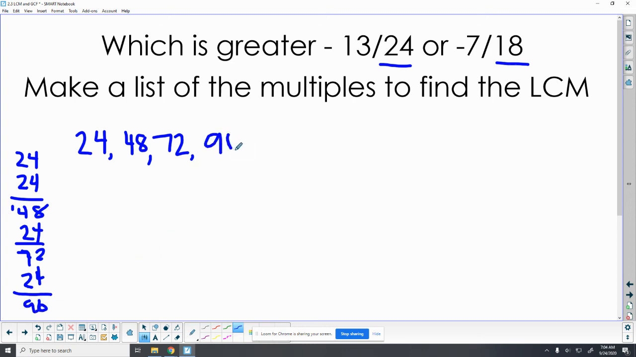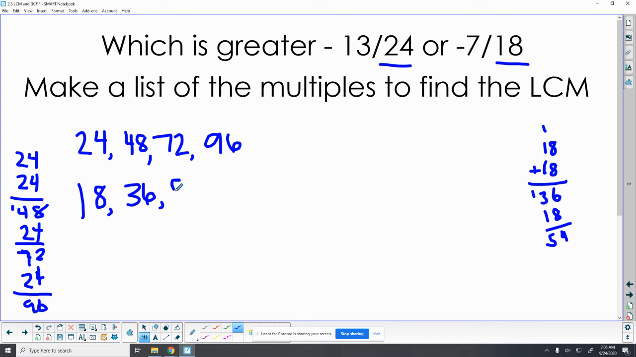So let's see if 18 has any of those in common or if we need to go a little bit farther. So I know my first one, 1 times 18 is 18. That one's always easy. So I'm going to come over here and add. So go ahead and add 18 plus 18 with me. So 8 plus 8 is 16. 1, 2, 3, 36. Nope, I've got to keep going. No 36. So add 18 more. 6 plus 8 is 14. 3, 4, 5, 54. Oh, I've got to keep going.